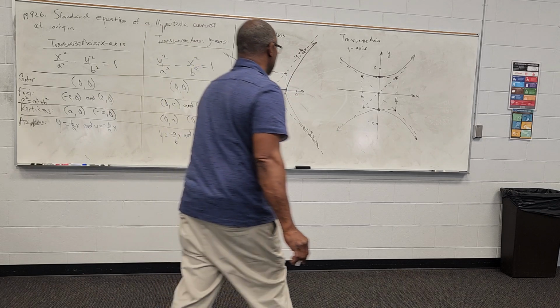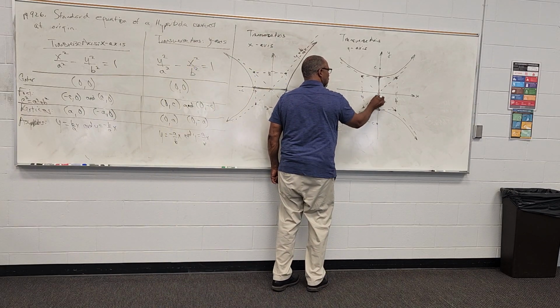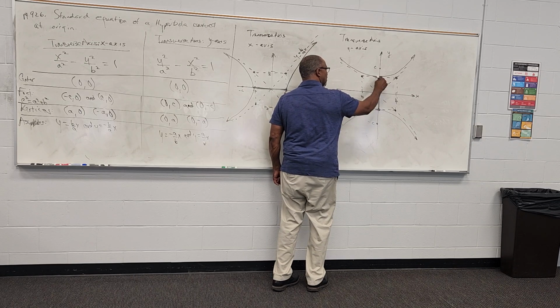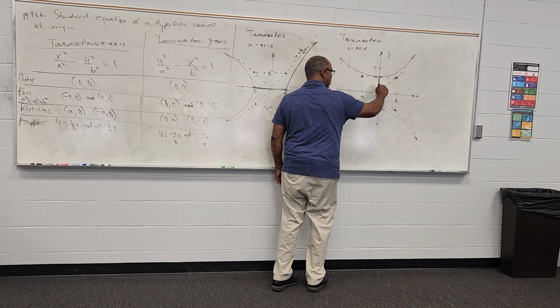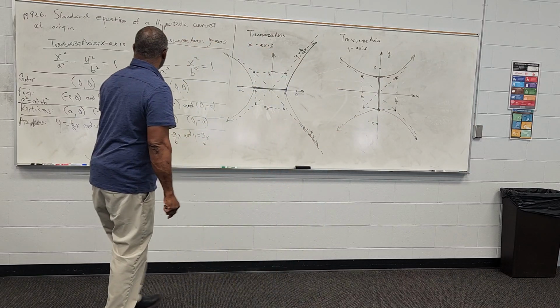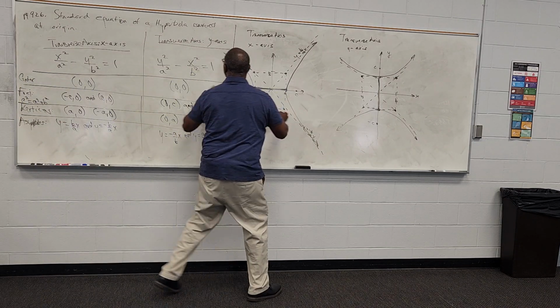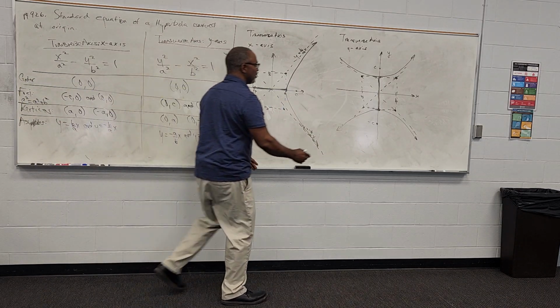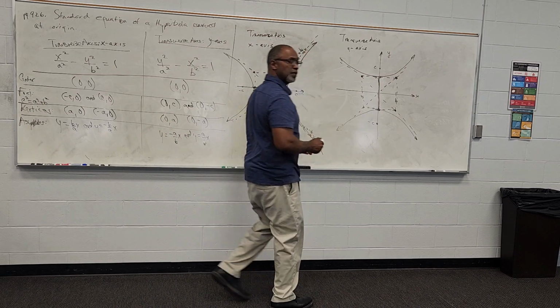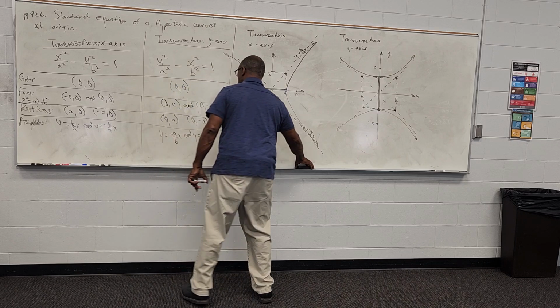So for this one, the transverse axis is here. Okay, the transverse axis is the axis whose length is 2a, 0 to a, 0 to negative a. So the length of the transverse axis is always 2a. Okay? So again, when the transverse axis is the x-axis, that's this hyperbola. When the transverse axis is the y-axis, that's this hyperbola. Okay? So again, take a look at that on page 926.